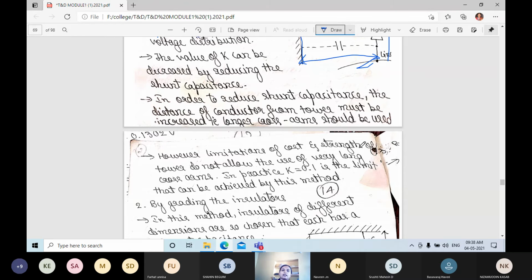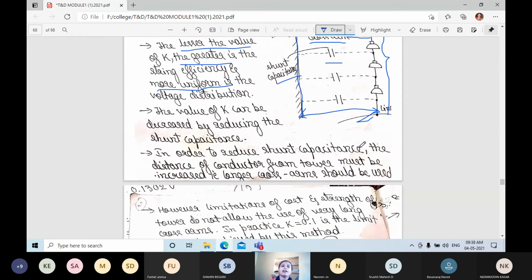By using a long cross arm, we can reduce the K value. If we decrease the K value, the string efficiency is increased. Similarly, if we decrease the shunt capacitance value, then the string efficiency is increased and the voltage distribution will be uniform.